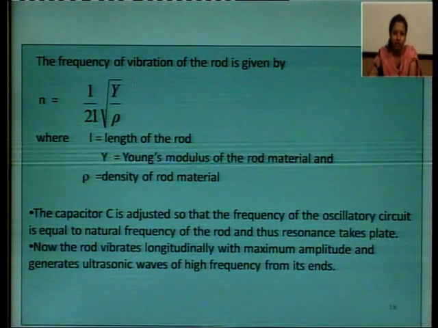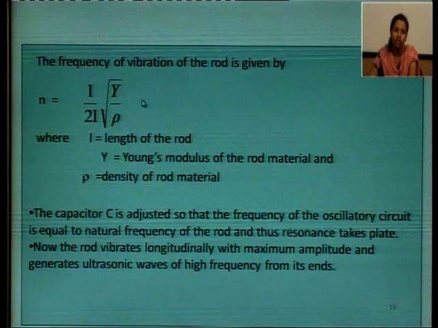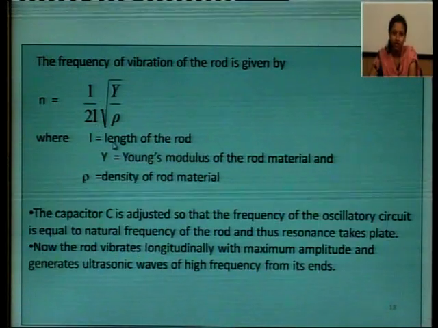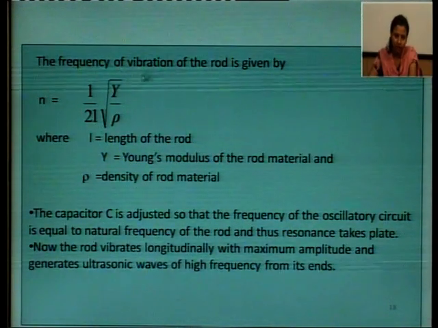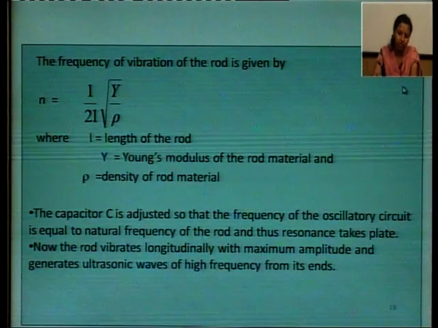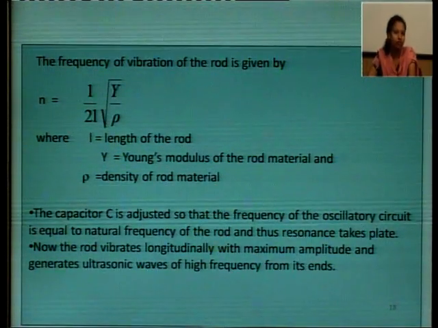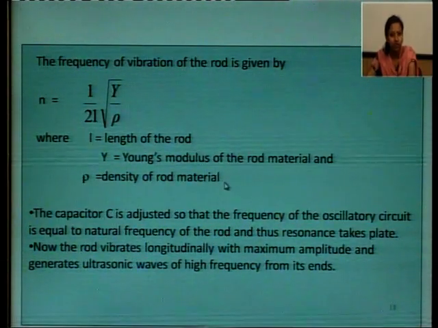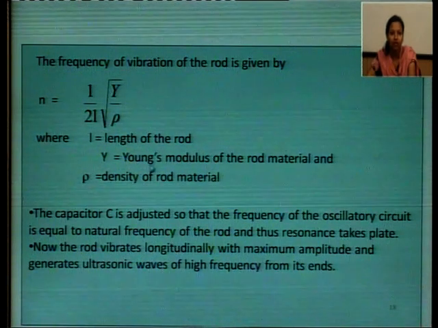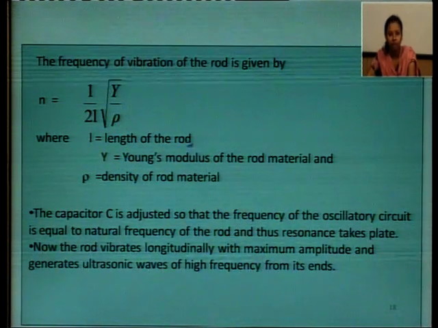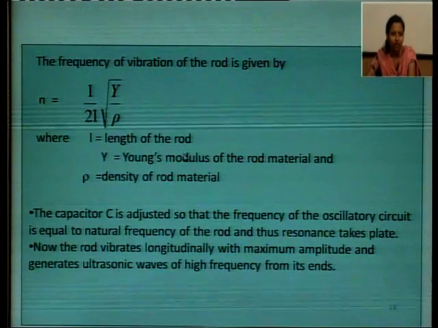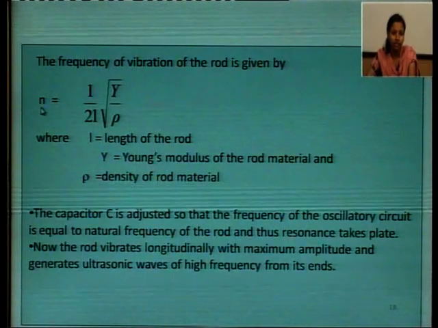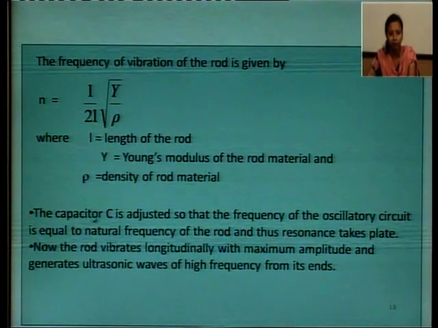Next, the frequency of vibration of the rod is given by 1 by 2L times square root of Y upon rho, where L is the length of the rod. So this is the vibration of the rod, and the previous one is the vibration of the oscillator. Y is the Young modulus of the rod material and rho is the density of the rod material. So it all depends upon what type of ferromagnetic material we are using for making the rod. So frequency N is equal to 1 upon 2L times square root of Y upon rho.